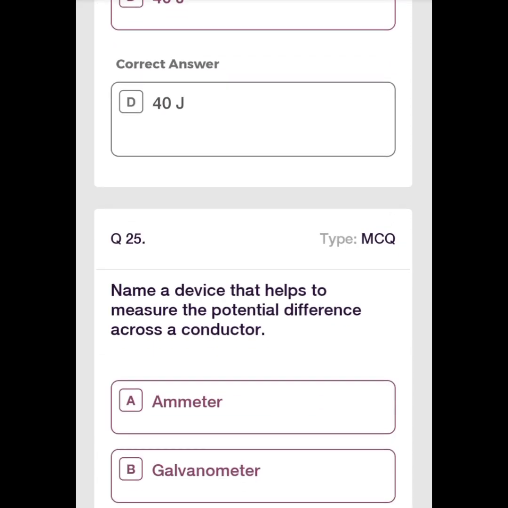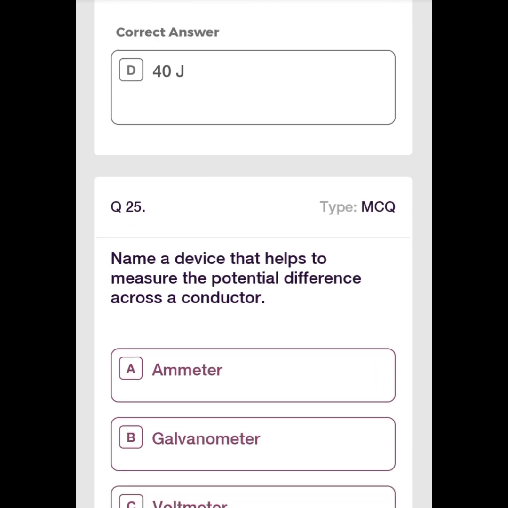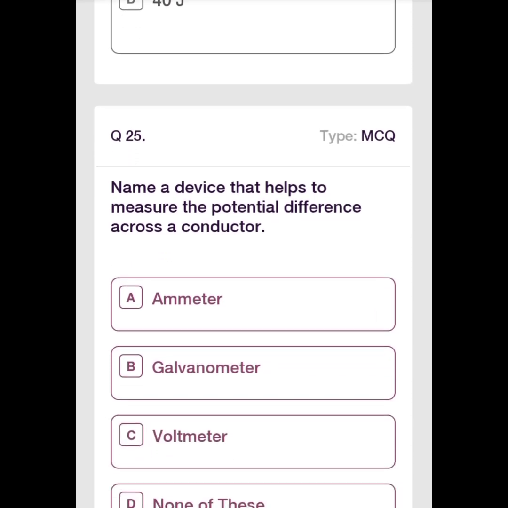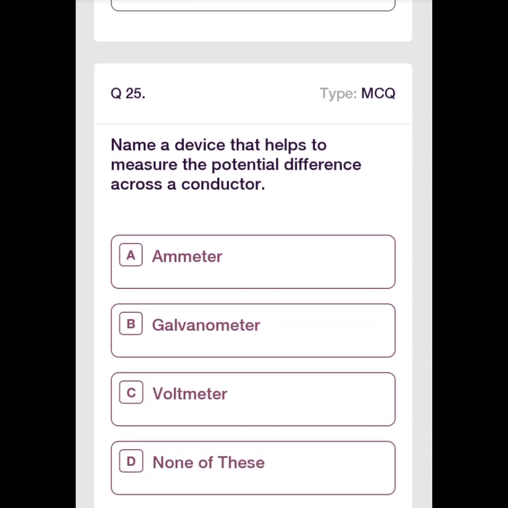Name the device that helps to maintain the potential difference across a conductor. Ammeter, galvanometer, voltmeter, none of these. Voltmeter is an instrument used to measure potential difference. So option A, ammeter, is used for measuring current. Option B, galvanometer, is not measuring, used to detect the presence of current. And none of this is not the correct answer. So the answer is voltmeter.